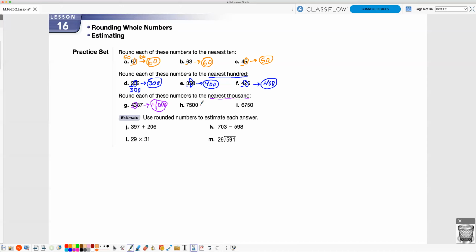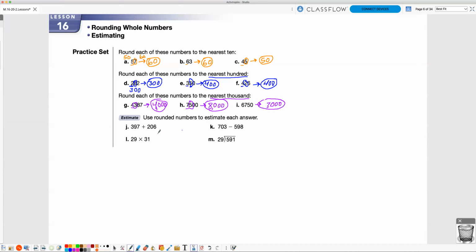7,500 to the nearest 1,000. Should be 8,000 because of the 5 there. Because it has a 5, you need to add 1 to the thousands place that we're rounding it to. The 5 is 5 or greater, which means you have to add 1 to it, and then all other digits turn to zeros. Letter I, 6,750. Should be 7,000 in this case.